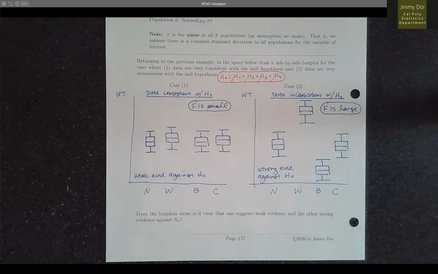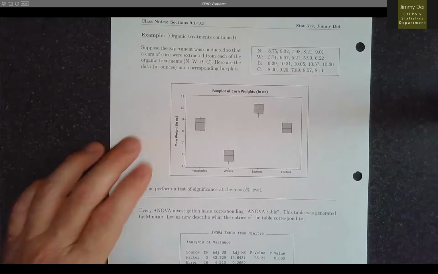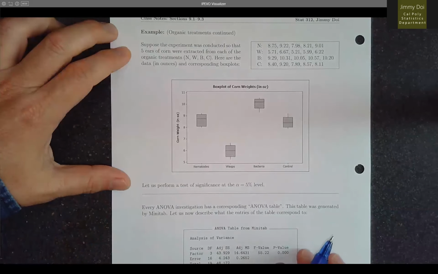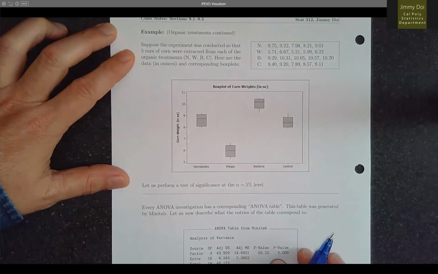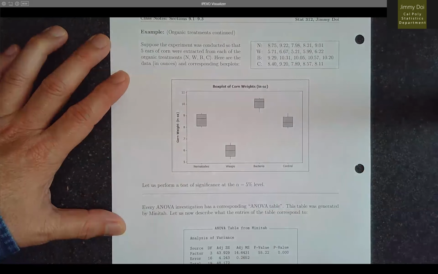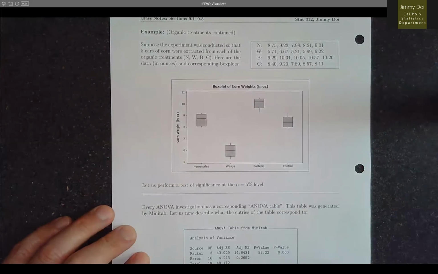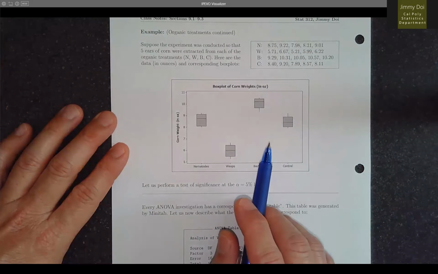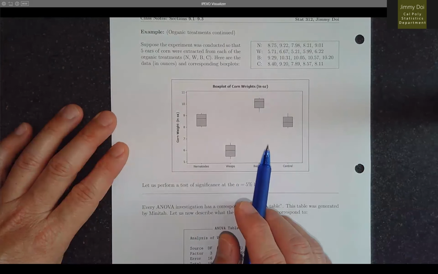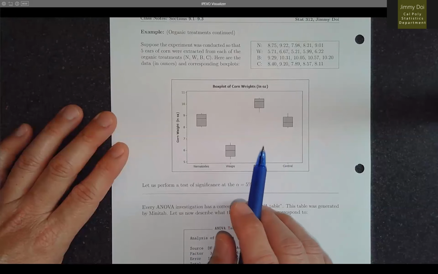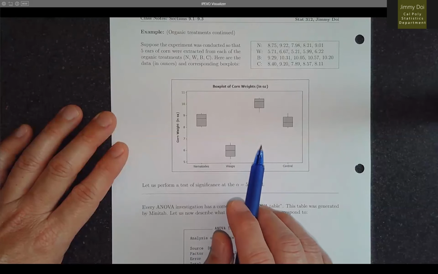Now, let's go to page 173. Coming over here, let's look at some data based off of this nematodes, wasps, bacteria control example. Suppose the experiment was conducted so that 5 ears of corn were extracted from each of the organic treatments. And here's the data in ounces, and here's the corresponding box plot, right? Just investigating this, you could sense the following. First off, do we have strong, moderate, or weak evidence against the null hypothesis? I hope it's obvious. This is definitely strong evidence against the null hypothesis. Please make that note. What would you anticipate for the F statistic? Would it be large or small? Of course, it should be large.